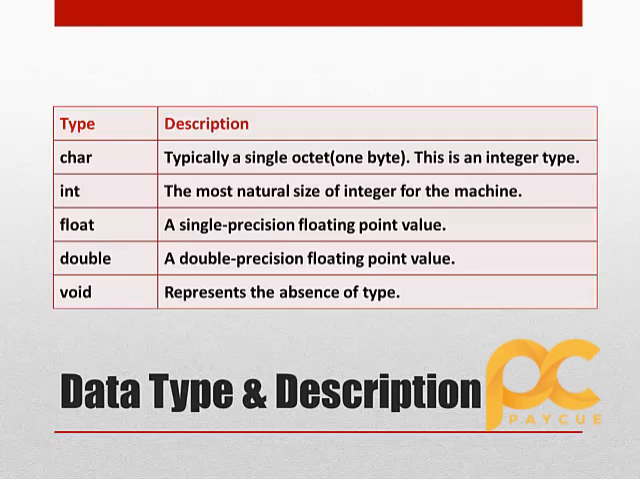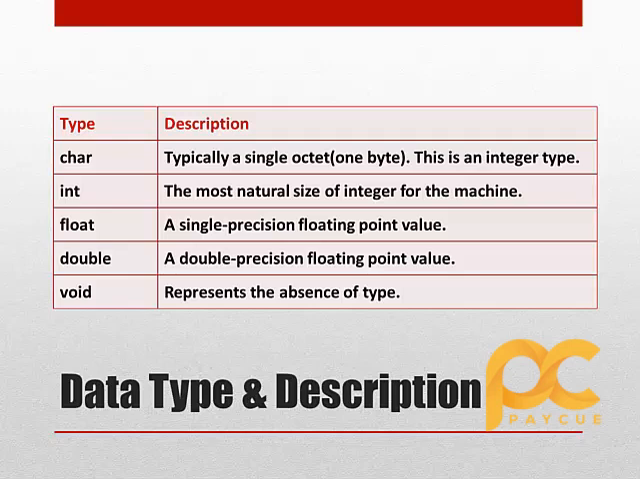Float. Float is a single precision floating point value. Double. A double precision floating point value. Void. It represents the absence of type.